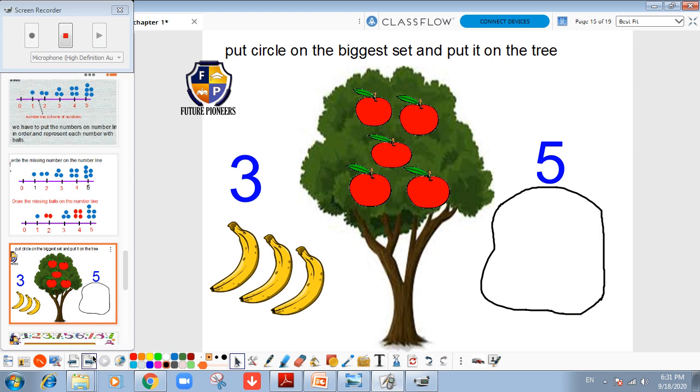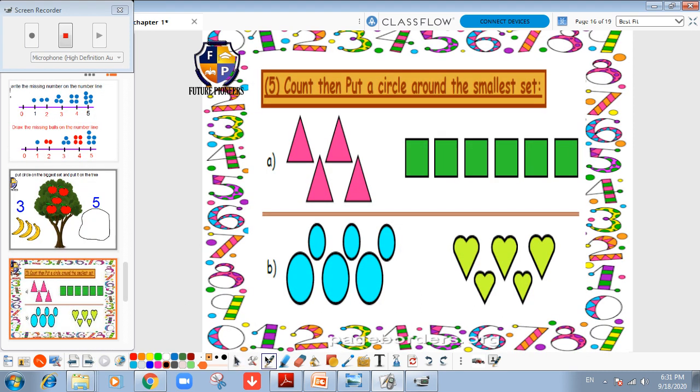Okay, let's see the next example. Count, then put a circle around the smallest set. How many triangles do I have? 1, 2, 3, 4. I have 4 triangles. And how many squares do I have? 1, 2, 3, 4, 5, 6. I have 6 squares and 4 triangles. Which is smaller, 4 or 6? Exactly, 4 is smaller than 6. So I will put a circle on the smallest set, which is the triangles.